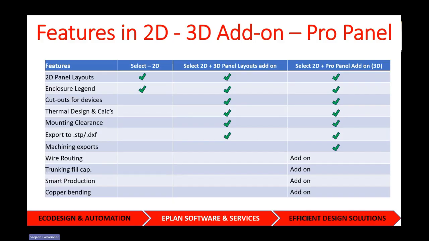If you want to do wire routing and so forth, it's an add-on to Pro Panel, but you can only add it onto Pro Panel. You cannot add it onto the 3D version. So you need Pro Panel for that, but it's an add-on. If you want to check your trunking fill capacity, again, it's part of the wire routing process, so it's an add-on to Pro Panel.